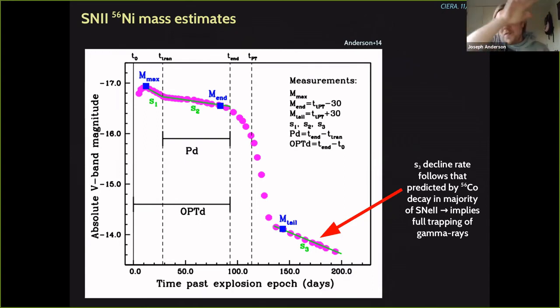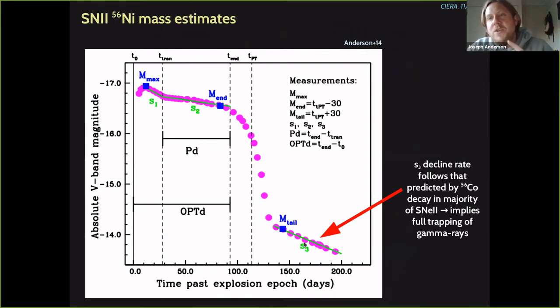And as I said, once the hydrogen envelope is fully recombined, so once you've come off this plateau, then during this tail phase we believe that this is fully powered by the trapping of the emission from the radioactive decay of cobalt-56. So it's cobalt-56 at this time, because by now the contribution from nickel-56 is negligible.